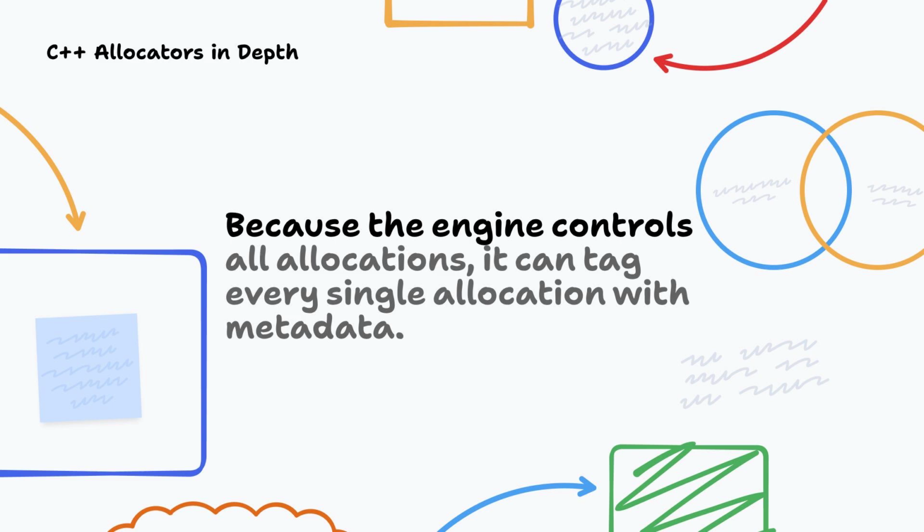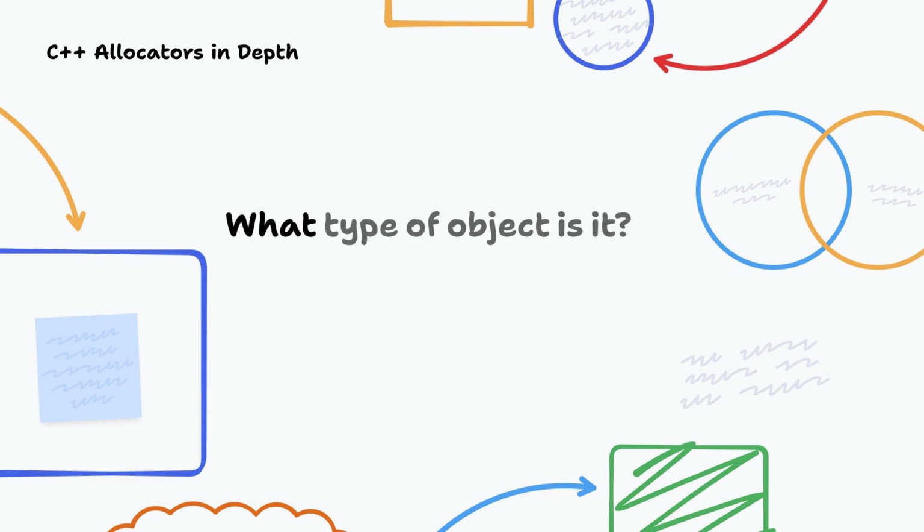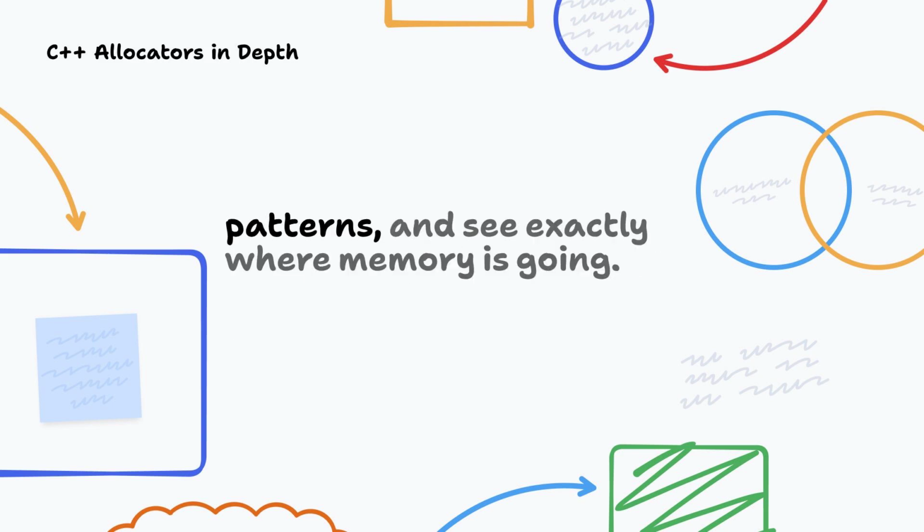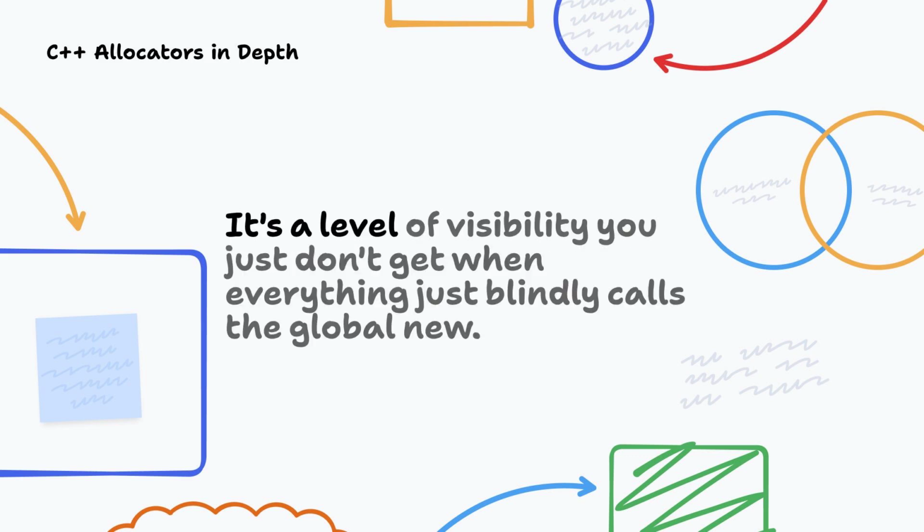Because the engine controls all allocations, it can tag every single allocation with metadata. What system allocated it? What type of object is it? How long has it lived? Then tools like Memory Insights can visualize all of this, track down leaks, identify fragmentation patterns, and see exactly where memory is going. It's a level of visibility you just don't get when everything just blindly calls the global new.